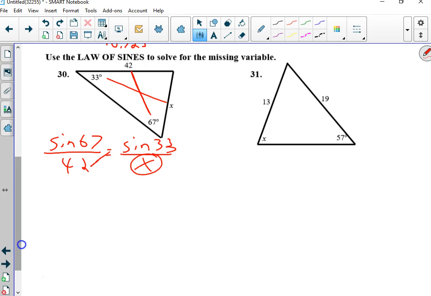X, means I'm going to multiply these two and divide by sine of 67. And I literally just type in my calculator, 42 times the sine of 33 divided by the sine of 67.